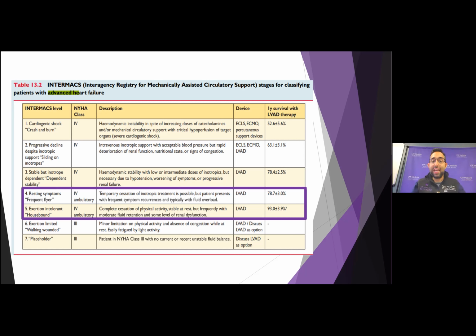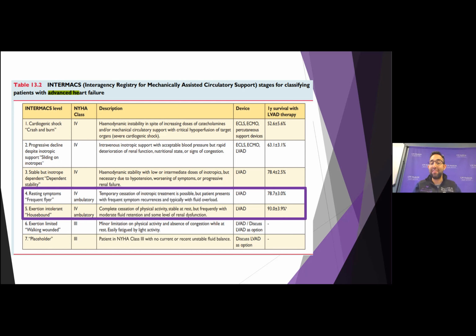So profile 7 is class 3 patients with no current or recurrent unstable fluid status, your NYHA 3 kind of patients. INTERMACS 6 is minor limitations in physical activity, absence of congestion while at rest, easily fatigued. So they're progressing to the realm of requiring us. Profile 4 and 5 patients have more serious symptomatology, so they might need some levels of support, and they're doing poorly with activity. That means complete cessation of physical activity, stable at rest, but frequent moderate fluid retention with some level of renal dysfunction.